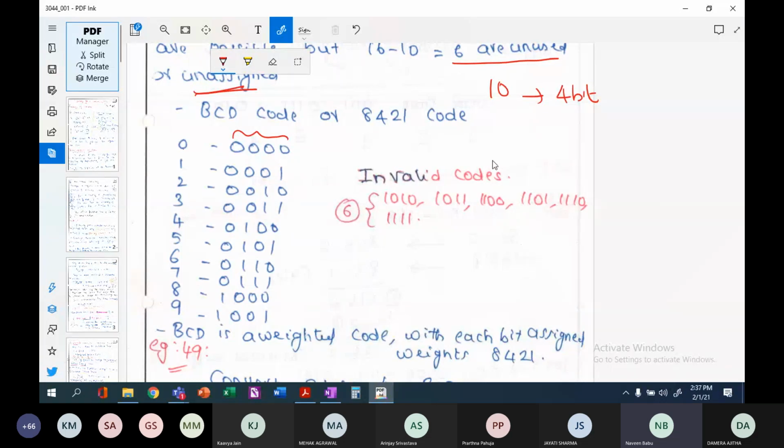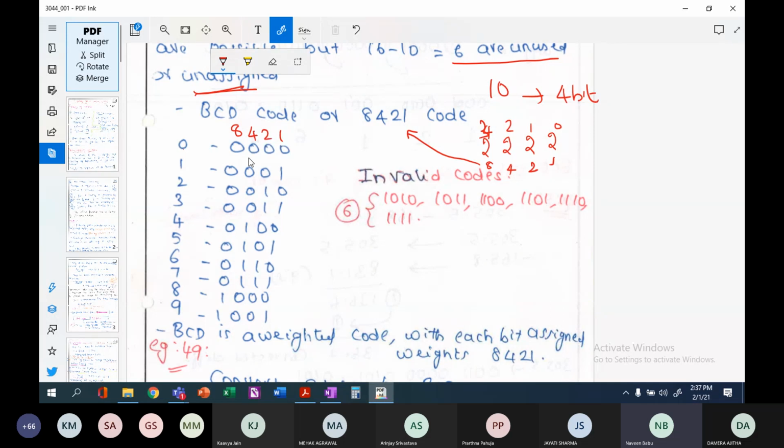Why did I say the 8421 code? 8421 is nothing but 2 power 0, 2 power 1, 2 power 2 and 2 power 3. 2 power 0 corresponds to 1, 2, 4, sorry, 2 power 3 is 8. So that is how you got this 8421. That is the positional weights. So 1 corresponds to 0001, 2 corresponds to 0010. Please note here that these are the positional weights: 8th position, 4th position, 2nd position and 1st position.